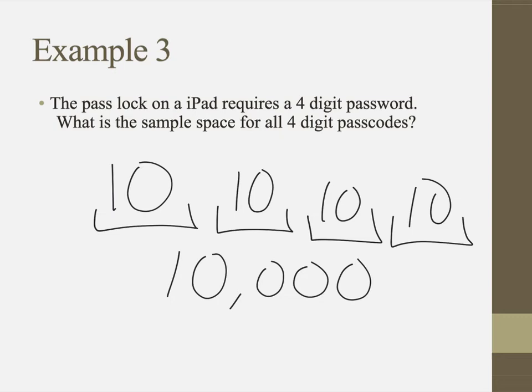Now, if I were to have said you can't repeat the numbers, then what would happen? If you couldn't repeat numbers with this password, I would start out with 10, then what? 9. Then I'd have 9, then 8, then 7, and I'd multiply all those together.